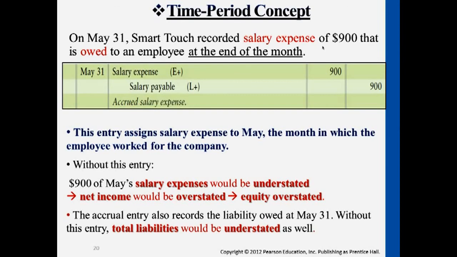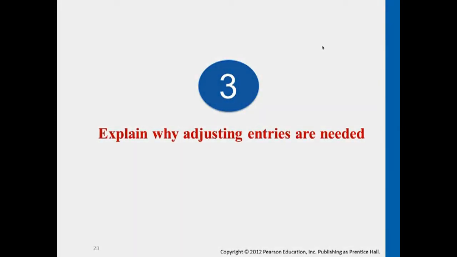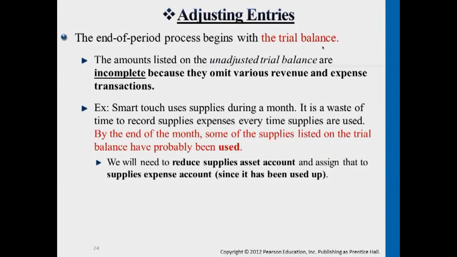So the right-hand side salary payable, without this entry, then the total liabilities would also be understated. Okay, so this is an example of adjusting entries. Before a monthly statement is given out, we need to bring up some of the accounts to its current status, to its current value, based on matching principle and revenue recognition principle.